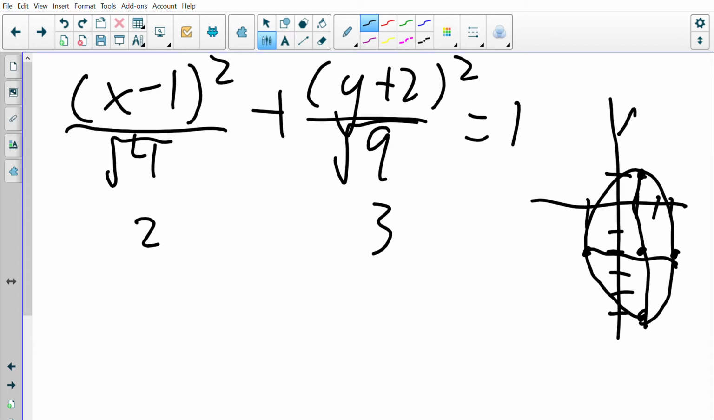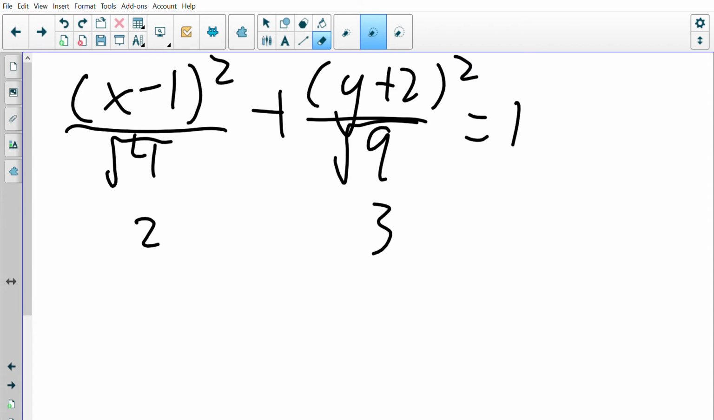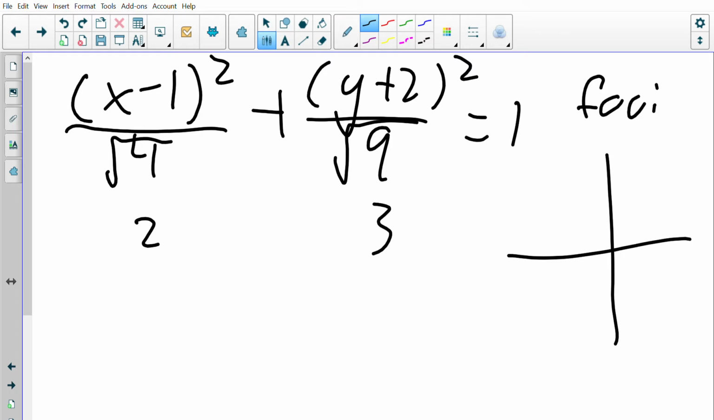The longer side is called our major axis. The smaller side is called our minor axis. Okay? So the next thing that we have to search for is called a foci. A foci just means a center point within our ellipse. So I'm at 1, -2, and then I went down 1, 2, 3, and then up 1, 2, 3, and then to the right 2, and then over 2.